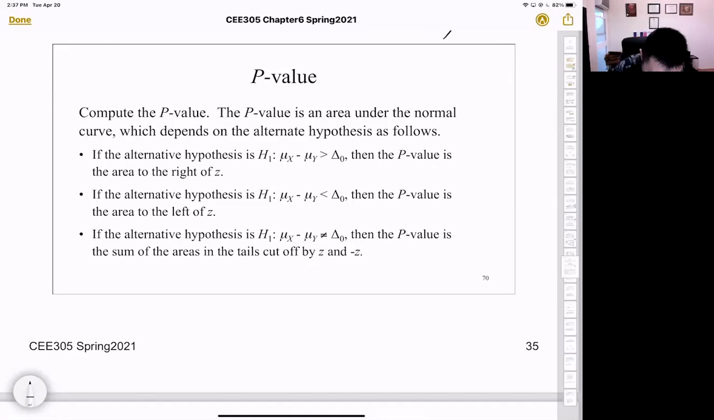Depending on how H1 is set up, if mu x minus mu y is larger than delta 0, then the p-value will be the area to the right of z. Again, same as before. Less than, the area to the left of z. Not equal, the sum of two tails.